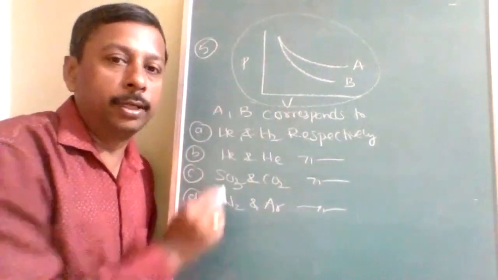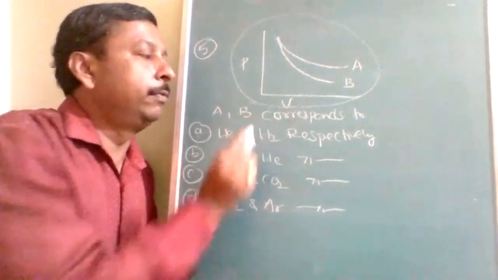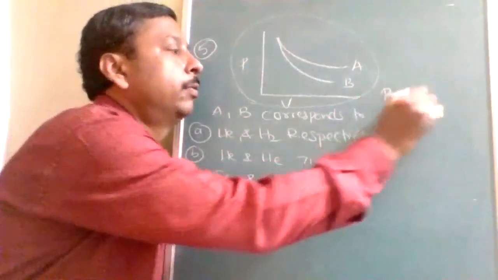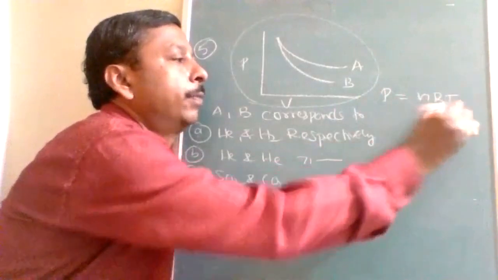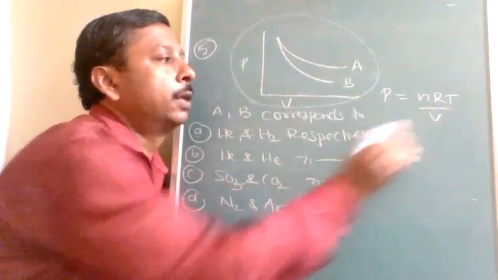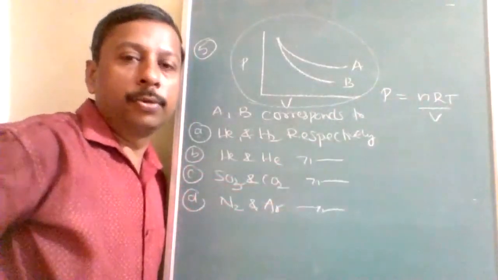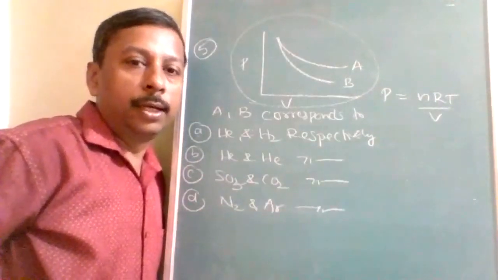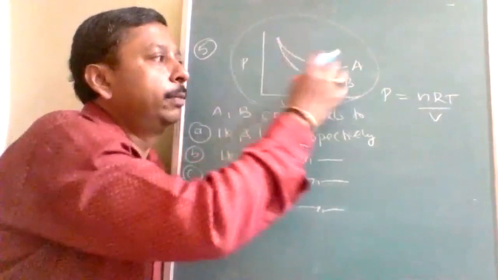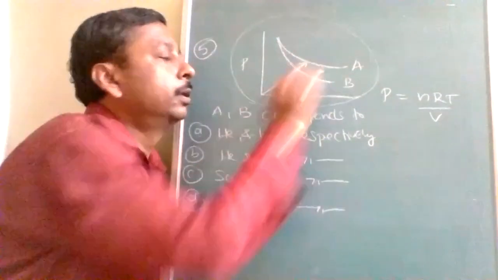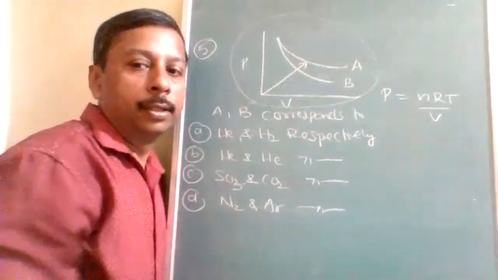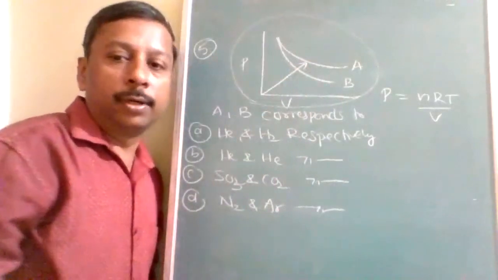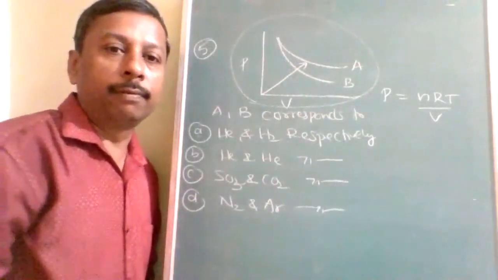Understood? So here, this is the way. Actually, PV. See, P is equal to nRT by V. Understood? So these are inversely proportional. What proportional? Inversely proportional. Okay. PV is equal to nRT. So the inversely proportional graph will be like this. So what does this line depend on? That you have to identify.